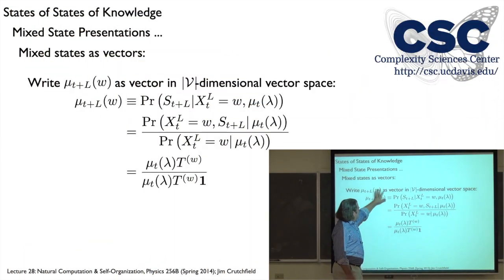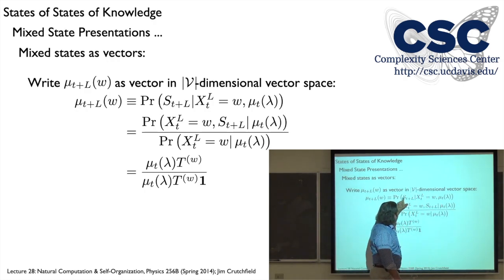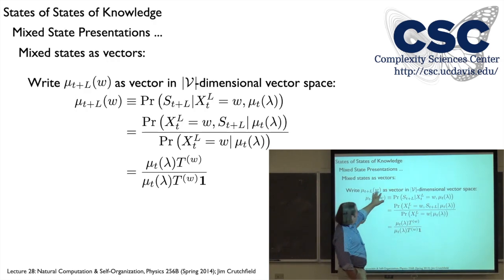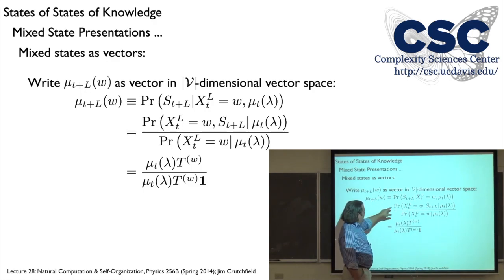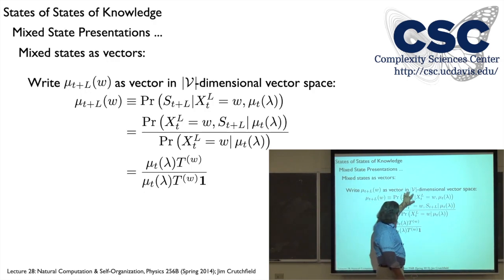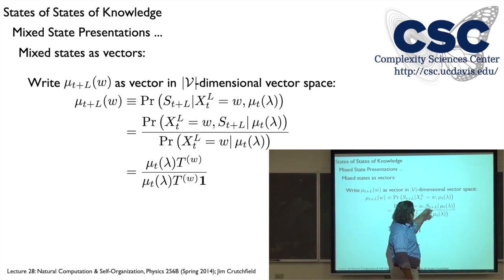I'm going to not condition it on what state it's in, but more just think of the mixed state as this probability here. Maybe this is a less confusing, more direct way of expressing this. We just want to think of this as a vector in some simplex space, some state-dimensional vector space. So starting at time t with this mixed state, we see some word of length L. The question is, what's the mixed state having seen that word? That's just the definition: the state distribution having seen W, starting with mu t.